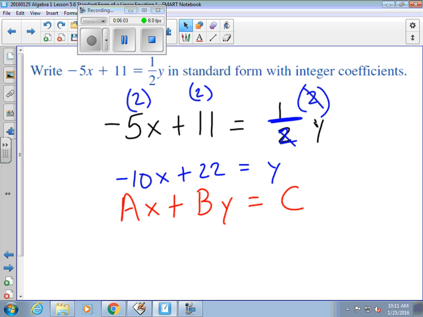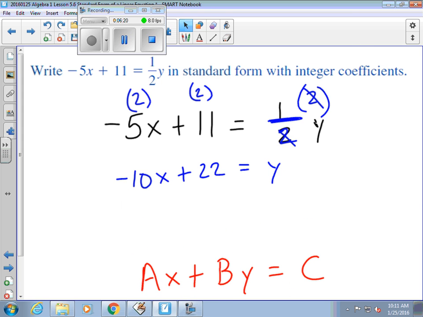No. We got some stuff we got to move over. We want to move c over to the right by itself, and we want to move by over to the left to make it on the same side as ax. So if we want to do that, we need to do the opposite or the inverse of what they say.